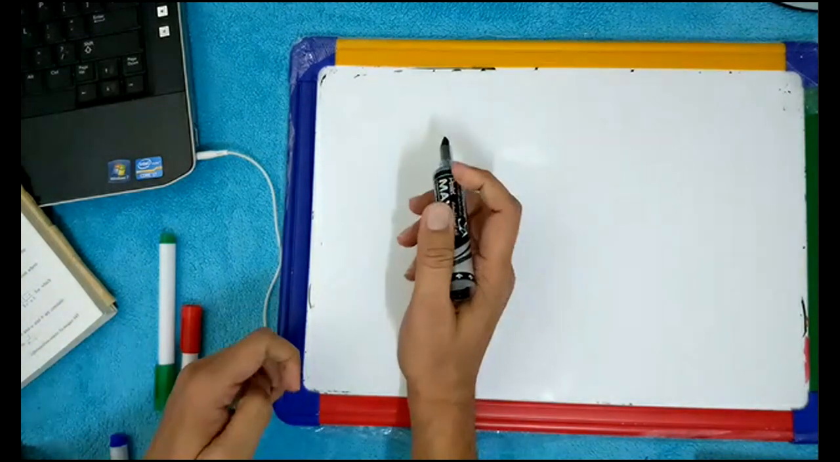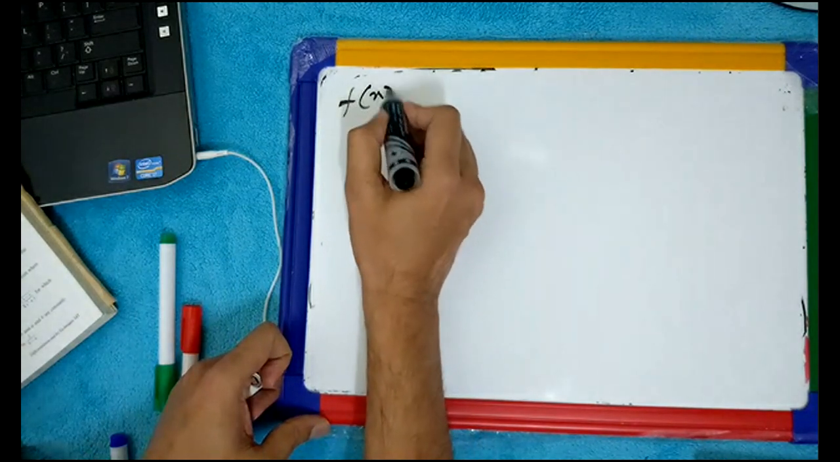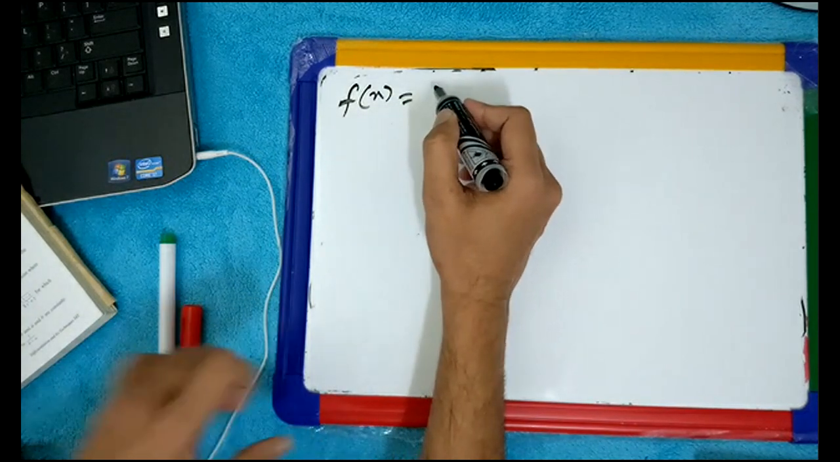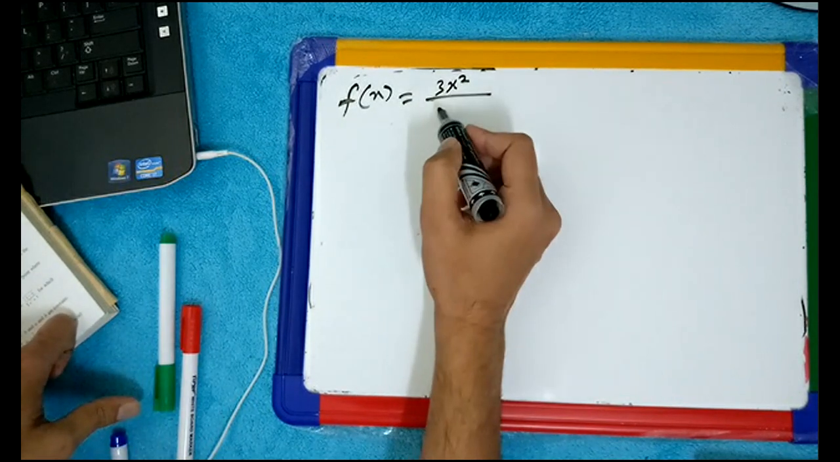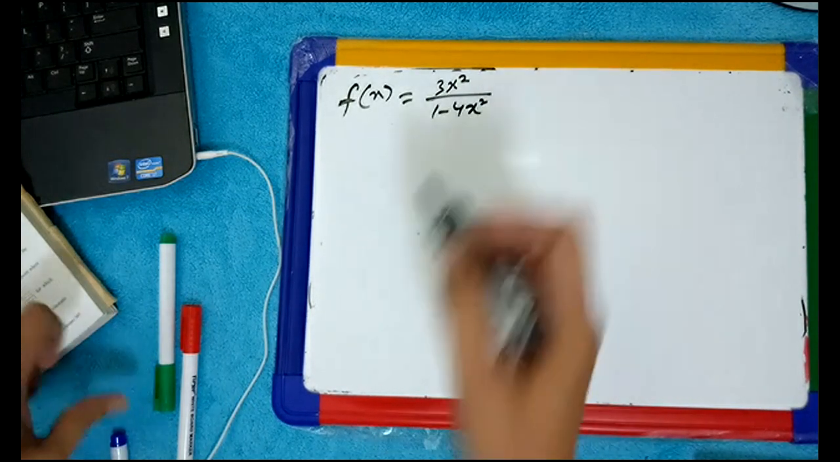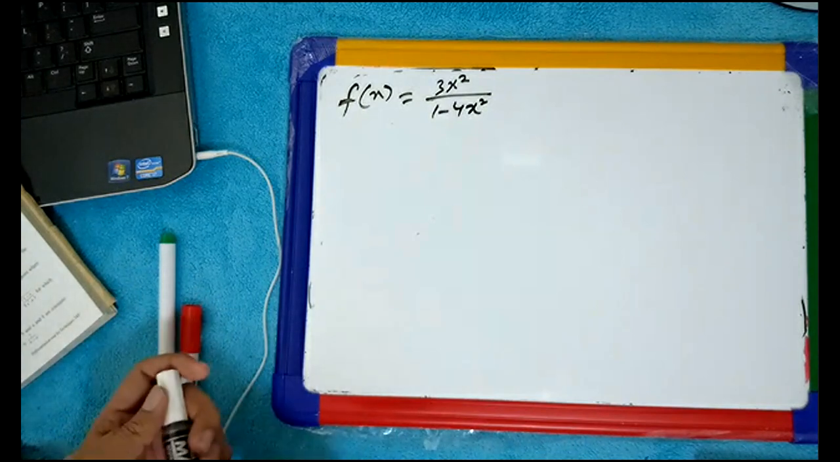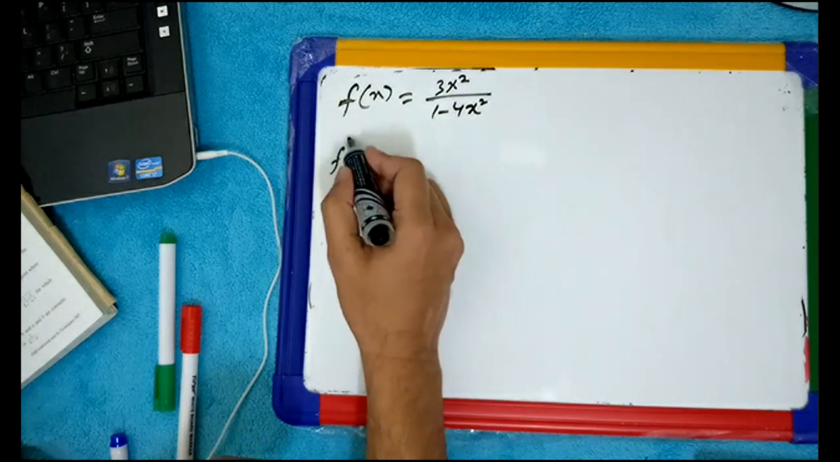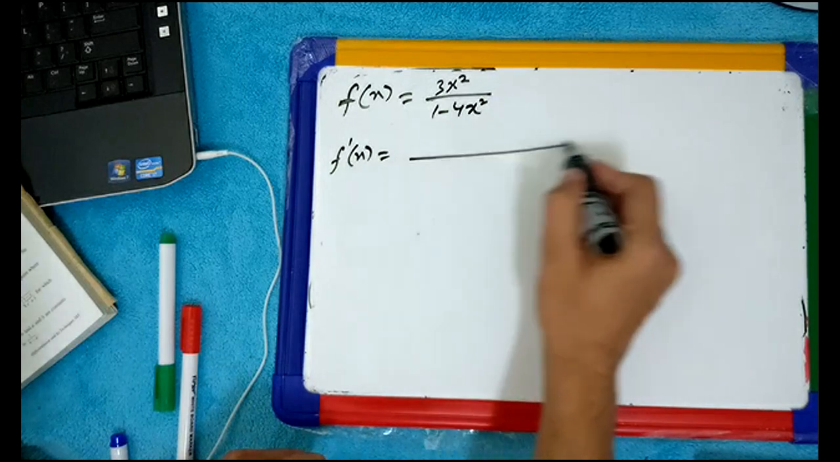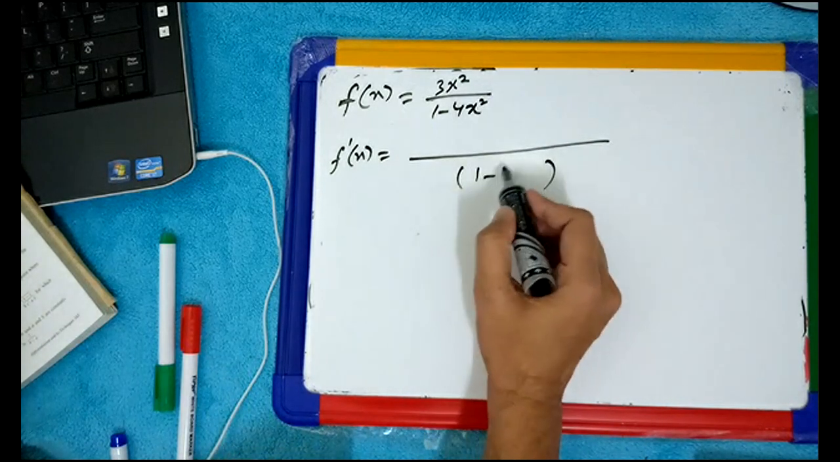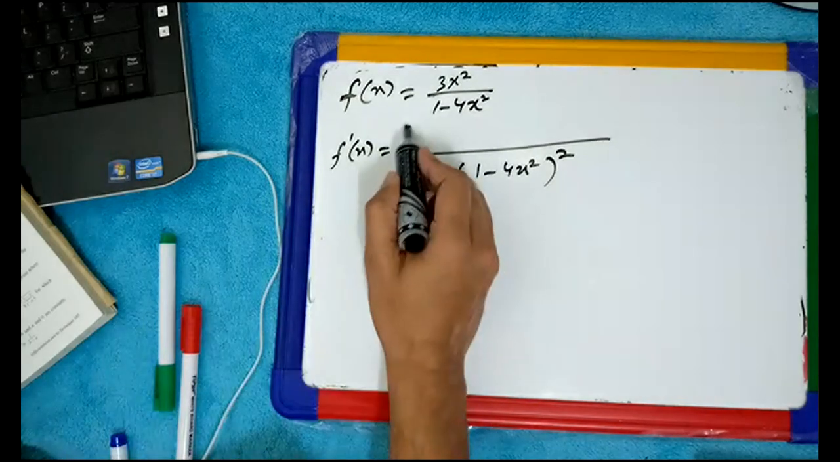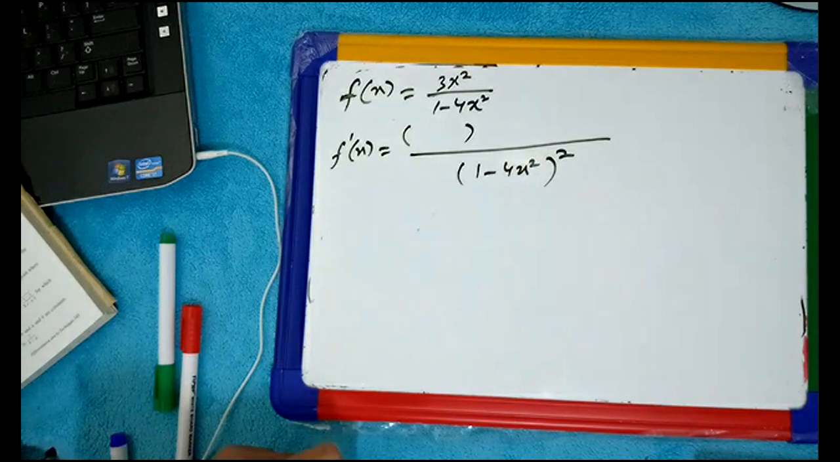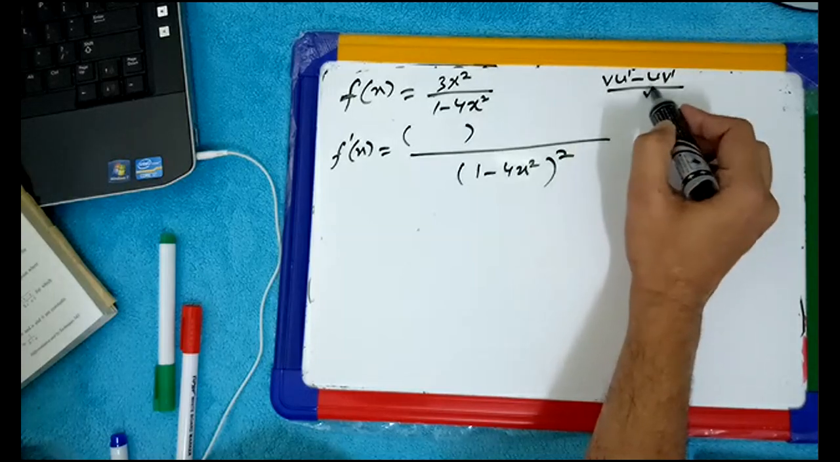Next is, suppose I say f of x, because f of x and y are the same. So I'm writing f of x so that you become habitual. So f of x is 3x square divided by 1 minus 4x square. Now, I will calculate the derivative. So f prime of x means the derivative of f of x. V square means 1 minus 4x squared, power 2. So what should I write over here? The derivative, on the top: v u dash minus u v dash over v square. You will use this one.